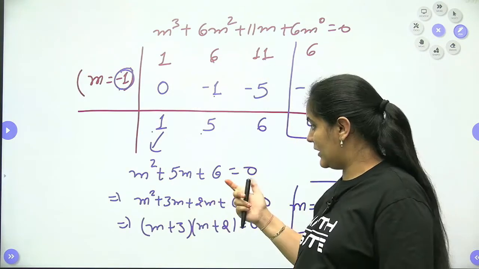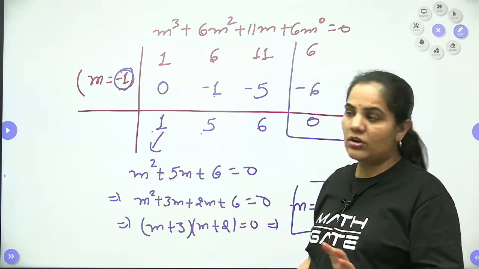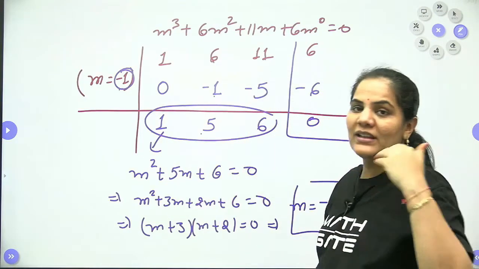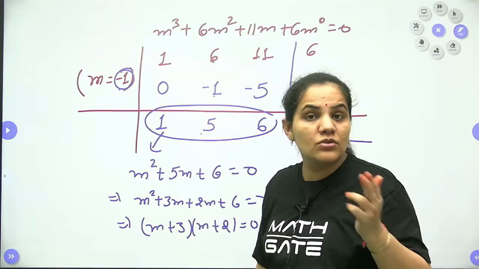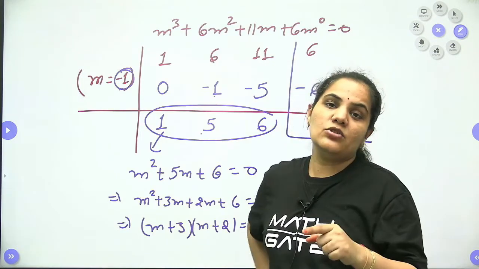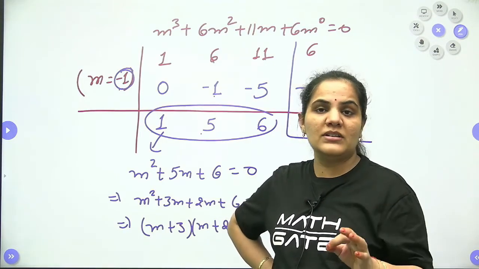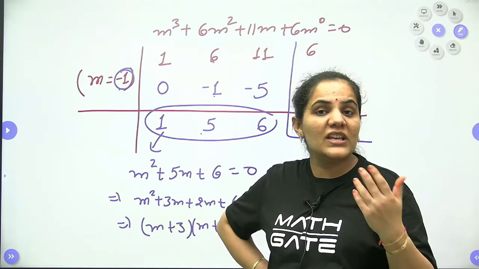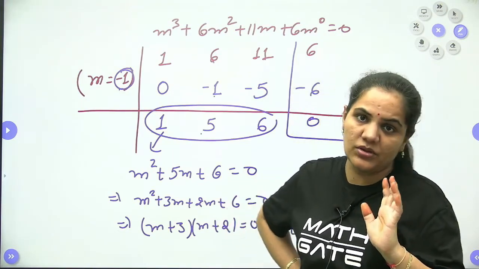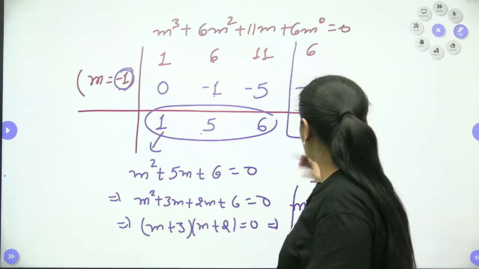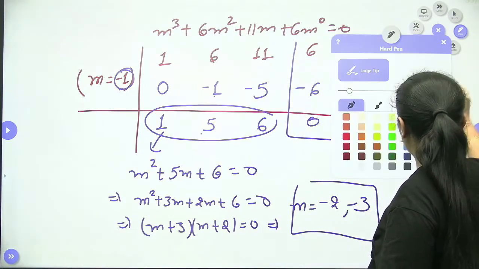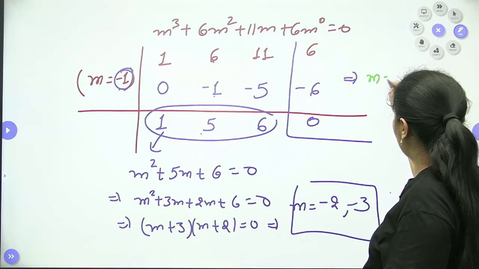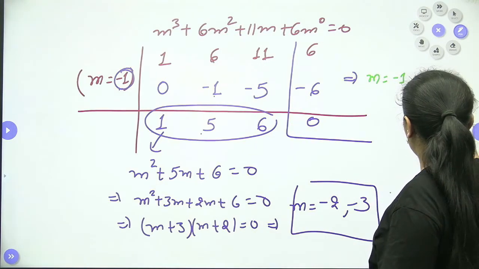Why did I approach this one? Because at this stage we are not at all sure about whether the next root will be m equals minus 1 or m equals plus 1. Means we are not sure whether the sum of the coefficients equals 0 or the sum of the even powers and odd powers equals 0. So that's why we approach like this. Hence we can finally conclude, dear students, the complete roots of this given equation will be m equals minus 1, minus 2 and minus 3.